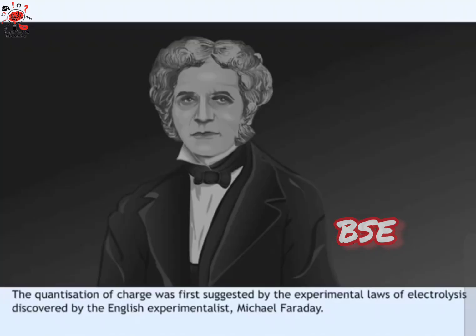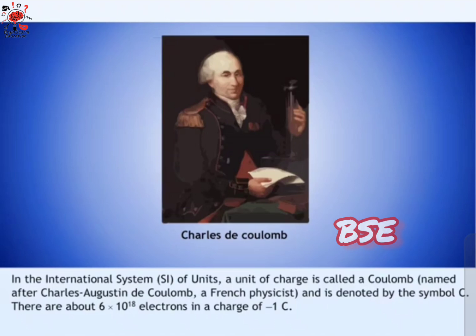The quantization of charge was first suggested by the experimental laws of electrolysis discovered by the English experimentalist Michael Faraday. In the International System of Units, that is the SI system, a unit of charge is called a coulomb. This is named after the French physicist Charles Augustin de Coulomb. It is denoted by the symbol capital C. There are about 6 × 10^18 electrons in a charge of -1 coulomb.